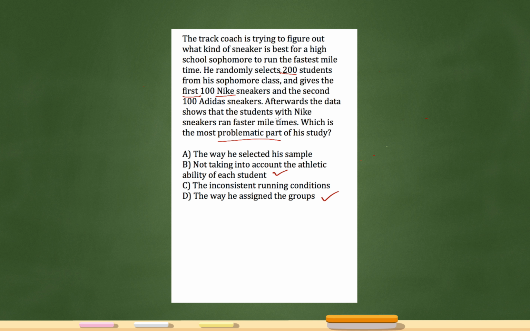that was a random sample that he selected, right? Actually, now if I look at answer choices B and D, not taking into account the athletic ability of each student, well, that wouldn't be true, right? That wouldn't be true, because if he did take into account the athletic ability of each student, then he would really be cheating, because he would know what's happening. Again, D is going to be my answer, because he needs to be randomly selecting. He needs to just randomly distribute those sneakers and not select the first 100 that he's giving the Nike sneakers to, and so forth.